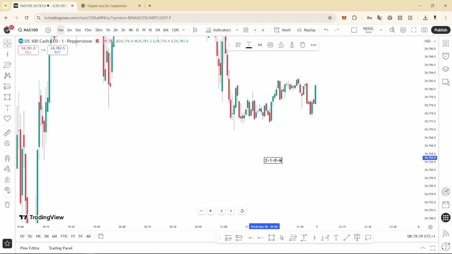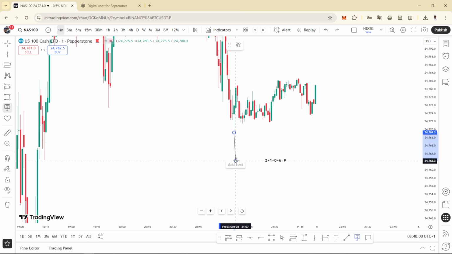Okay, so we have 2 plus 1, which is 3, plus 6. And that gives us 9, right? So this equals 9. So 9 right here simply means that we have a move downward.